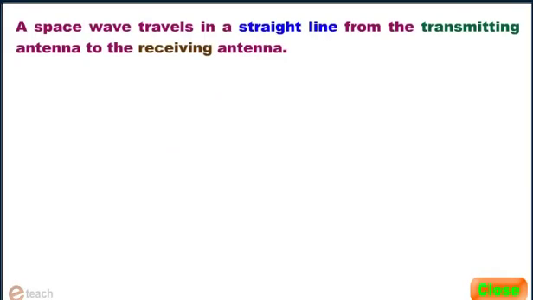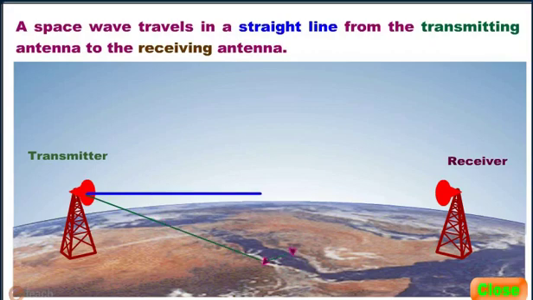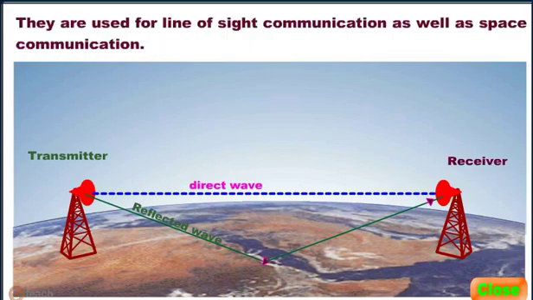Space wave. A space wave travels in a straight line from the transmitting antenna to the receiving antenna. They are used for line of sight communication as well as space communication.